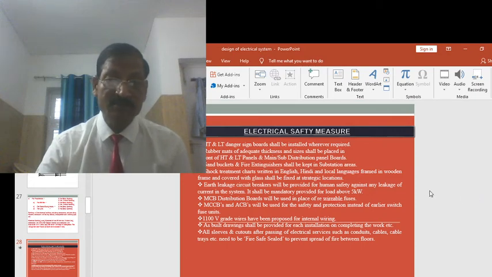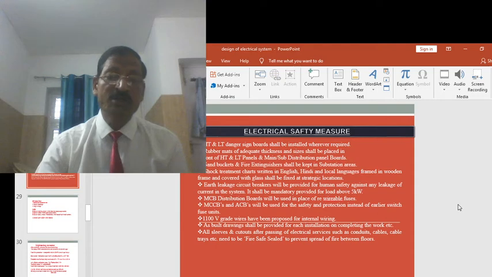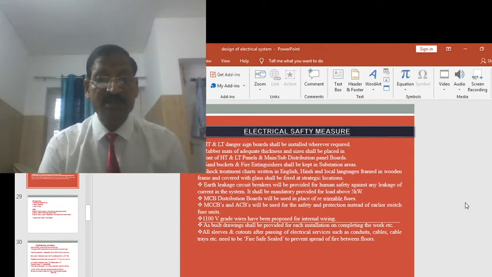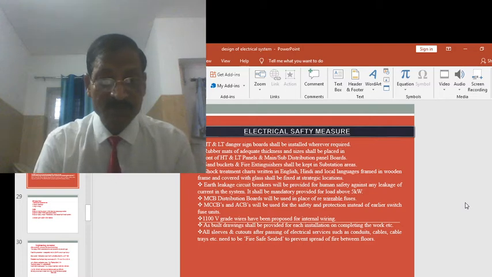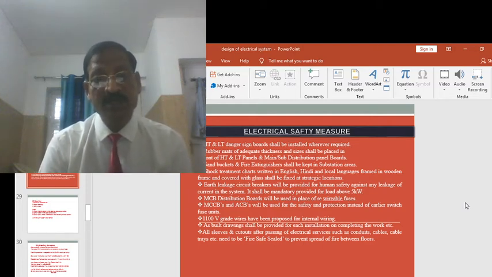Electrical safety measures. Following safety measures are required in case of electrical substation. HT, LT panel danger plate should be there. Rubber mat should be there before all the HT, LT panels. Transformers, sand buckets, fire extinguishers, shock treatment chart, first aid box.